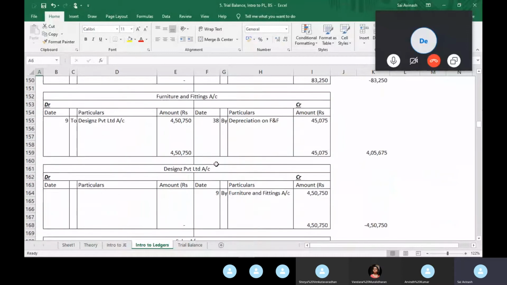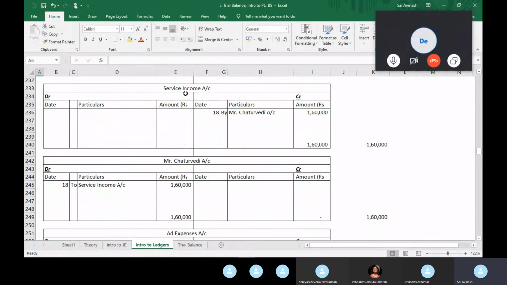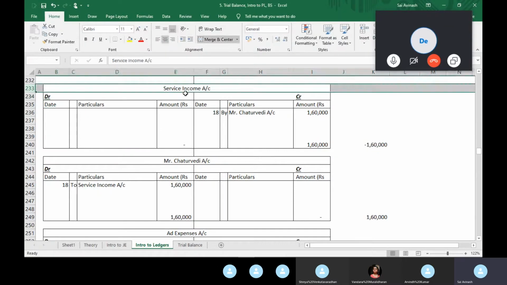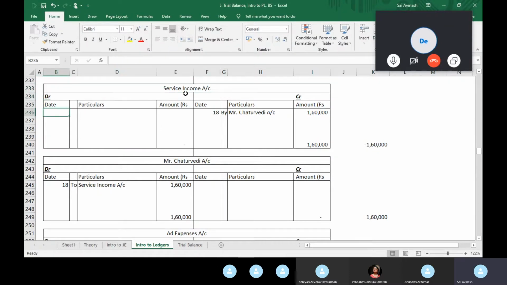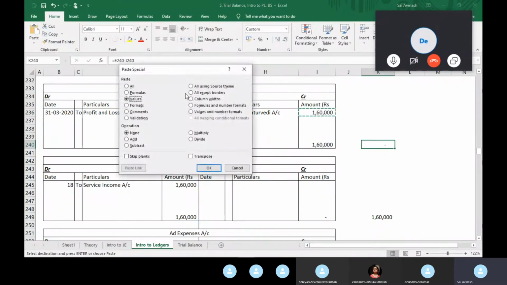Maybe I'll just give you a random check every now and then. For example, service income account, right? I only have one credit, which means that because this is an income account, in this case service income, I will explain later why, I'm going to take this to my profit and loss account. This is similar to the process of closing the account. This will be done on 31st March 2020, for example, and the amount is obviously 1,60,000, where you're balancing the account.